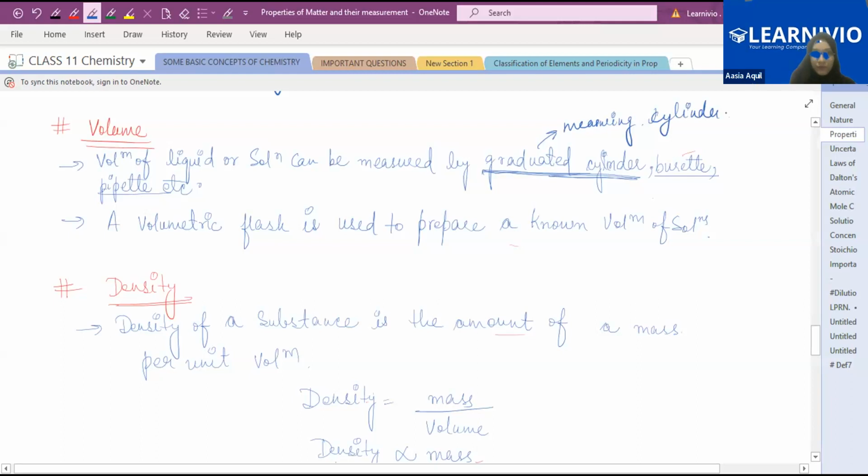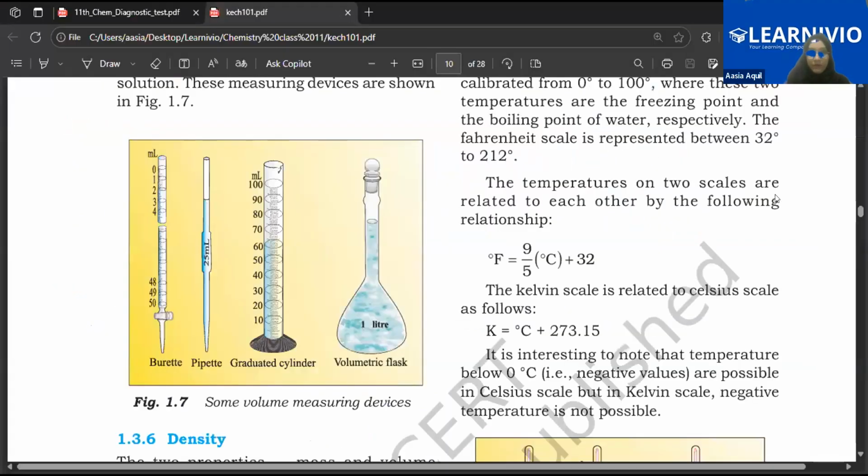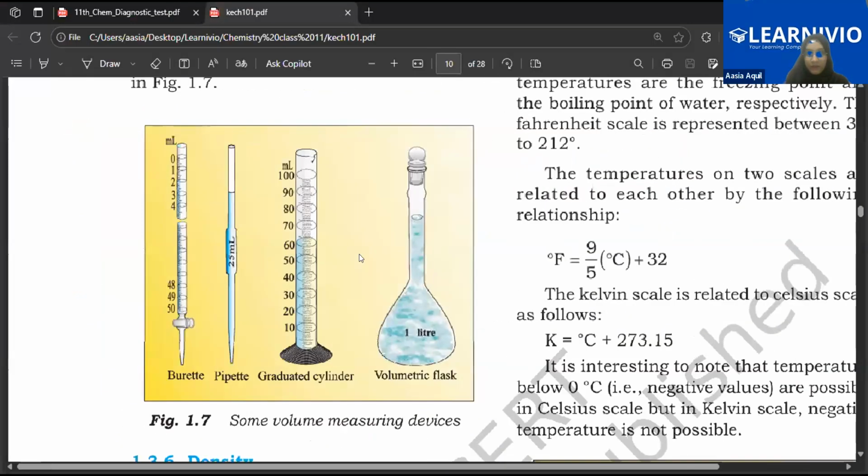Let me show you what these are, so that if you ever get a chance to use them, you can. Just a second. See, in your NCERT book. Is my screen visible? Yes, ma'am.